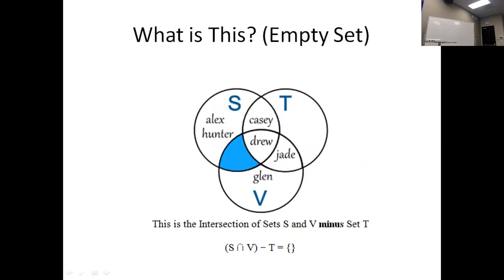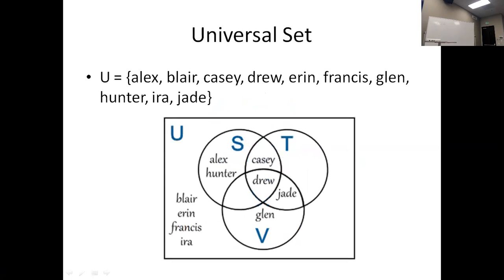What is it? The empty set. This is the intersection of set S and set V minus set T. We want to find the intersection of S and V without any interference from set T. There's no member. That's an empty subset. Okay. The universal set will include all these guys, including Blair and Erin and Francis and Ira, who don't play any of these three games. Okay.